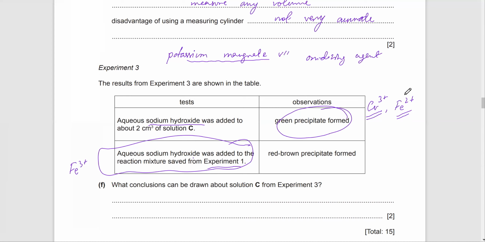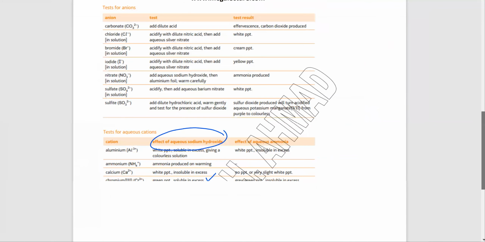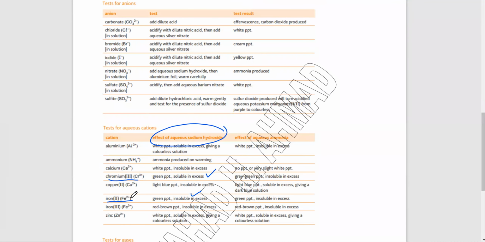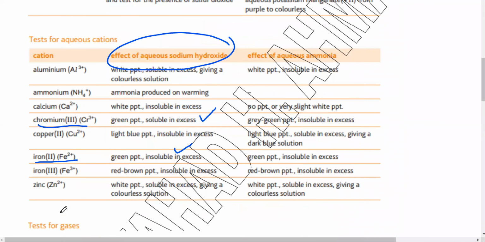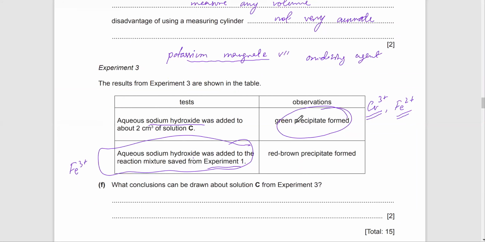So Fe2+ we know forms Fe3+. If you look at the data sheet, the only ion that's given is Fe2+, and there's an oxidized version of that also given, and that forms a red brown precipitate. So the question is that it's forming a red brown precipitate, so this has to be Fe3+. Maha, do you get this?